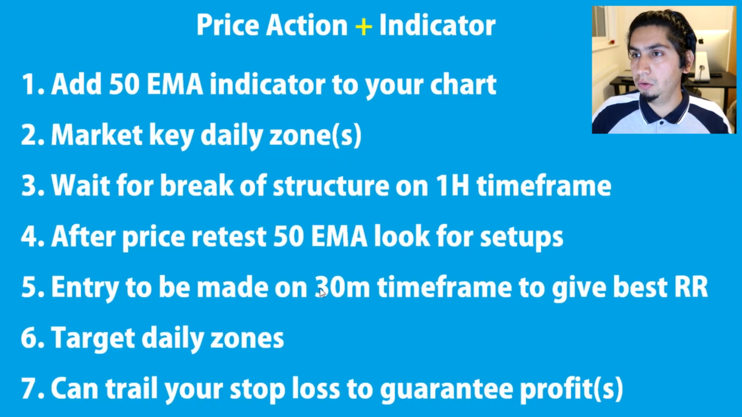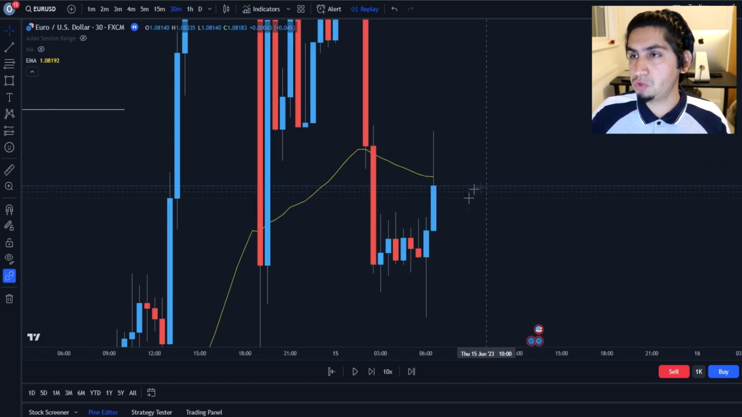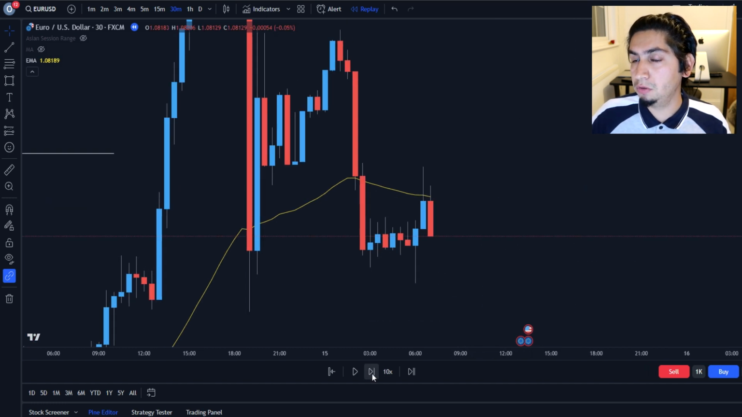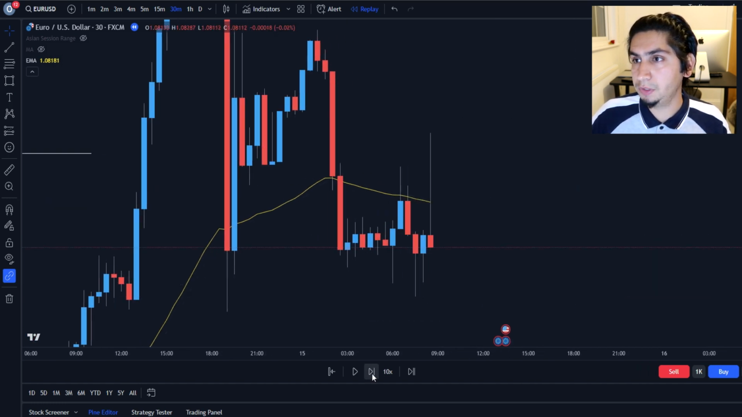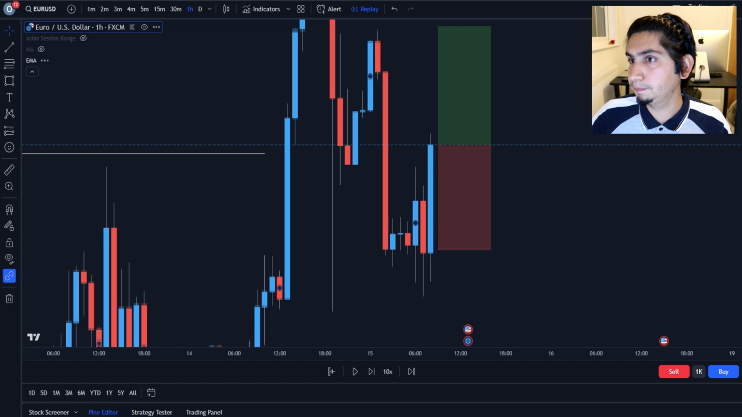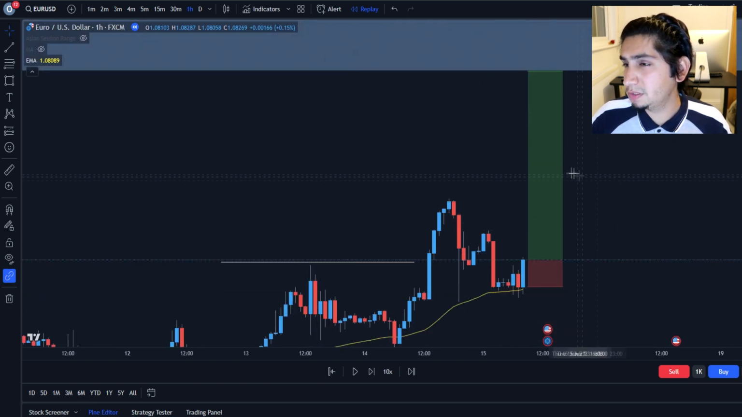We need to look on the 30-minute time frame and look for entry. So let's go on the 30-minute time frame. As you can see, price is trading below the 50 EMA. What we need is price to close above the EMA. All of this we don't care. Now we had a nice close, so what you'll do, you would enter at the close of this candle, put your stop loss under this wick. Okay, go back to the 1 hour, and we are going to target this area here. So this is going to give you about 7.12 R.